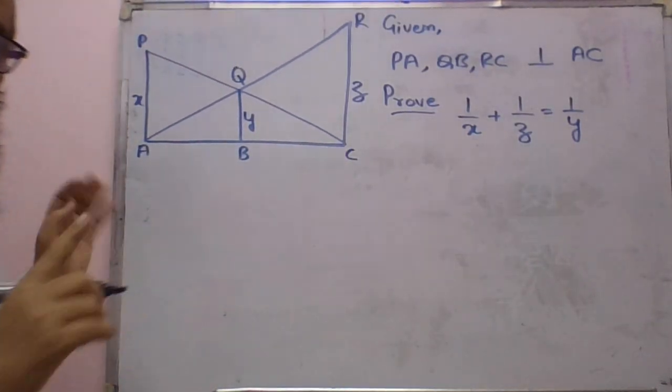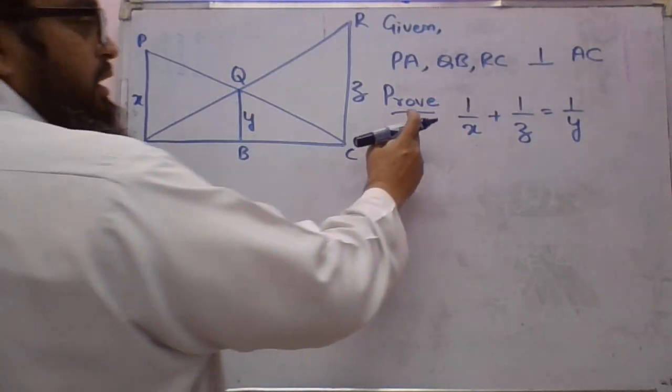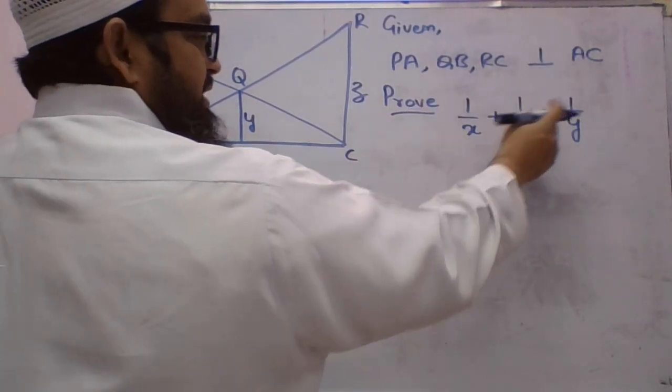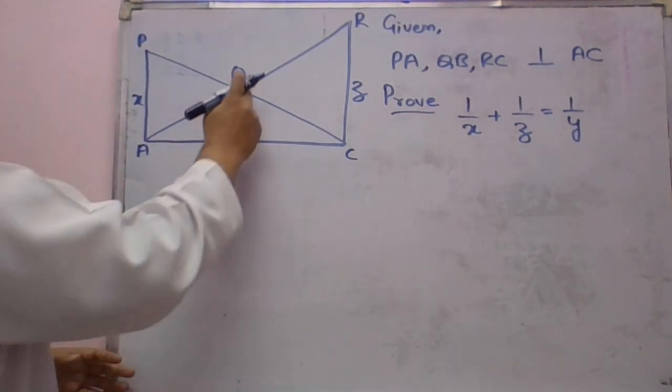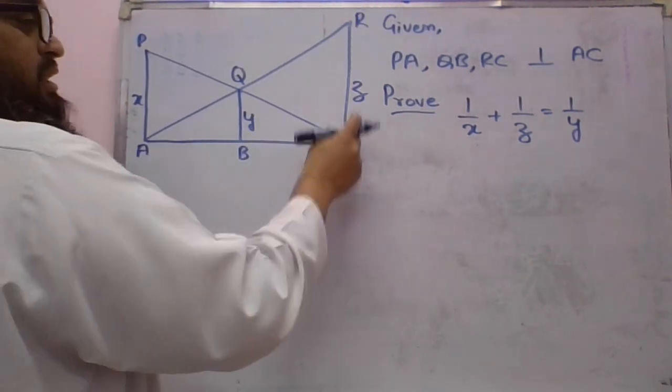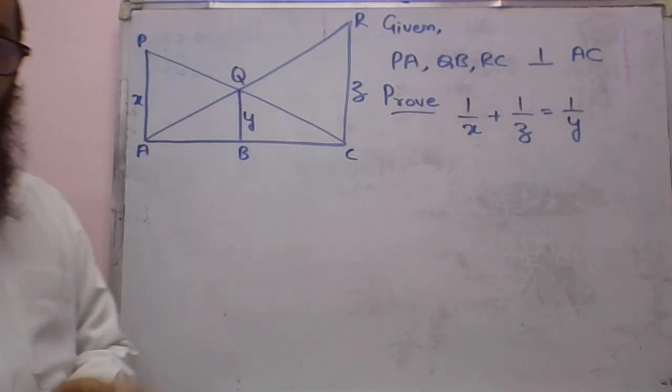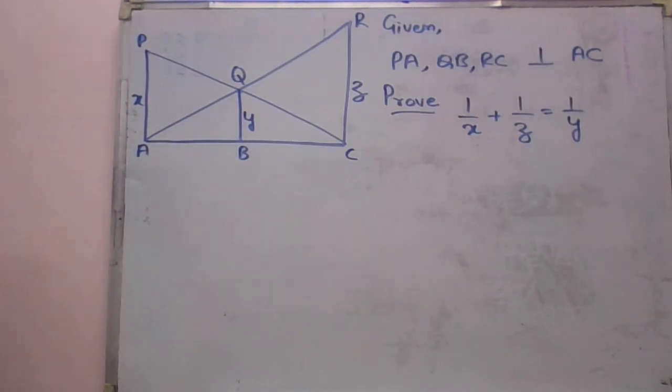First try to understand what is given. And then he is asking to prove 1 by x plus 1 by z is equal to 1 by y. So what is x? PA is equal to x, QB is equal to y, and RC is equal to z. He has already given it. So this is from triangles.